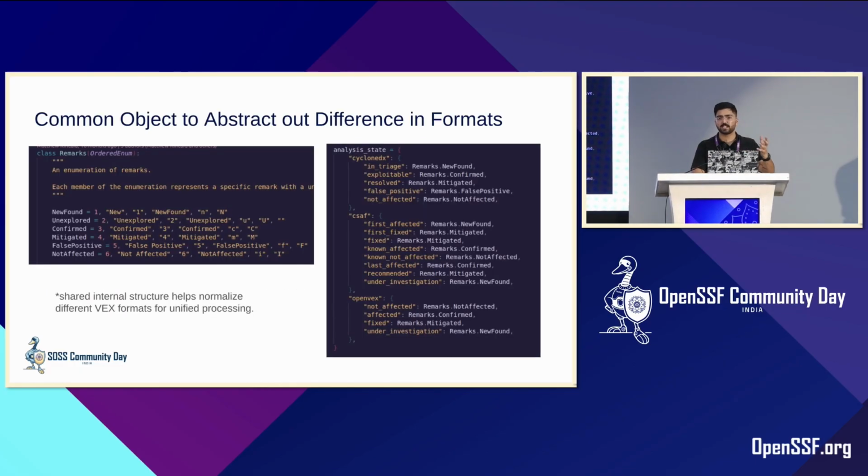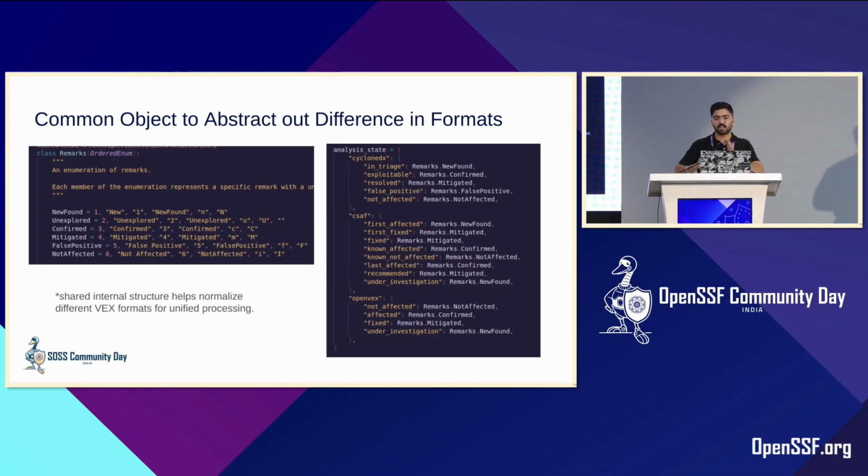So the common objects that I talked about in the previous slide were the analysis states and such. These are the center where we do all the triaging. CycloneDX, for example, has in triage, exploitable, resolved, false positive, or not affected. Based on this, we triage the data out from the initial scan or gathered data. Mainly, we filtered out anything mentioning false positive and not affected.